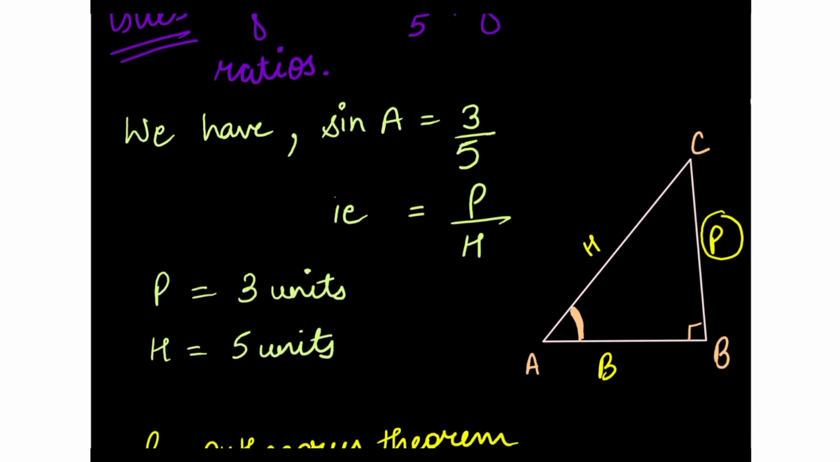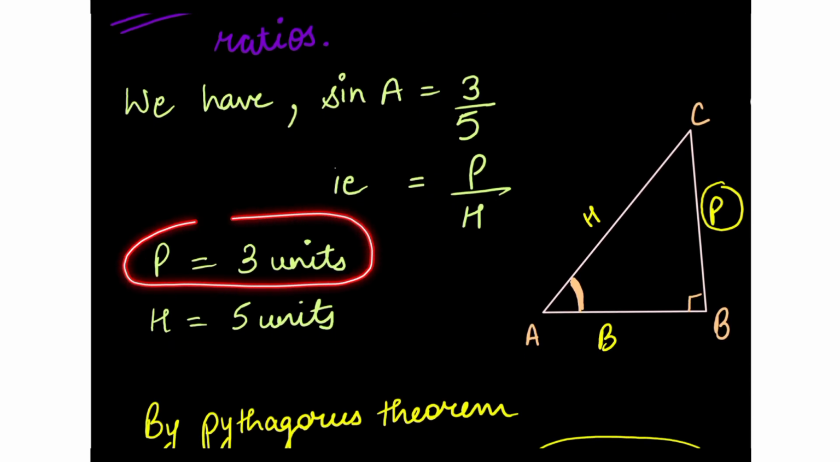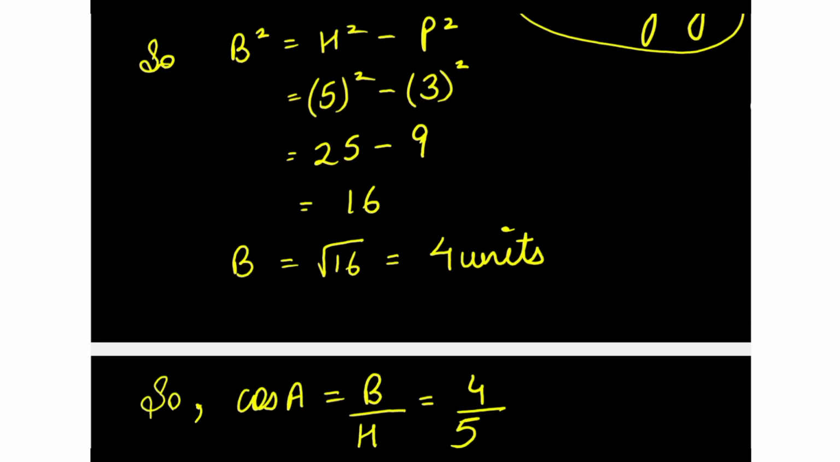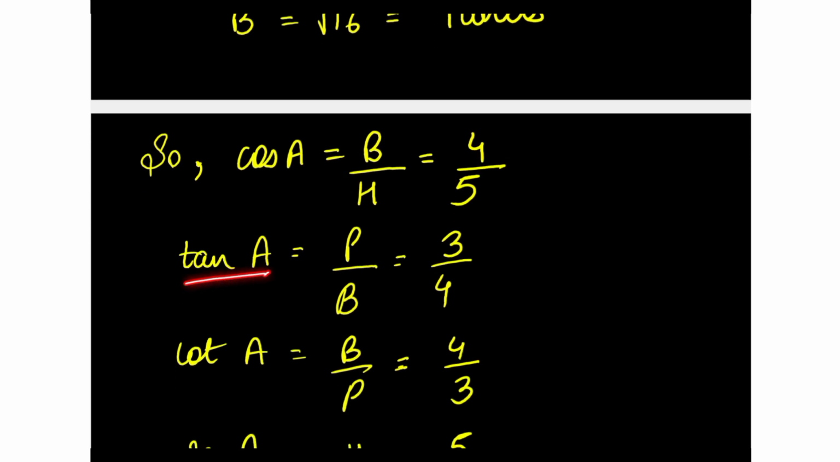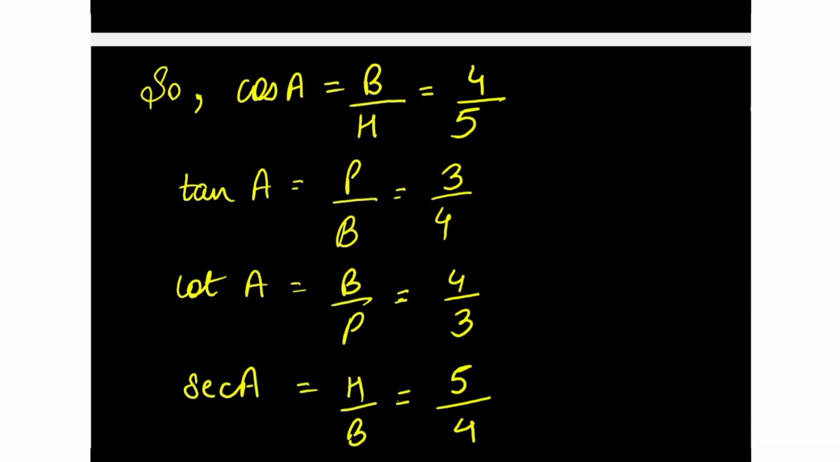Now we have all the 3 things. We have perpendicular 3 units, hypotenuse 5 units, and we have found out the base, that is 4 units. Now cosine A is base upon the hypotenuse. Base is 4 and hypotenuse is 5, so the ratio comes out to be 4 by 5. Now tan A is perpendicular upon the base. Perpendicular is 3 and base is 4. So the ratio comes out to be 3 by 4.